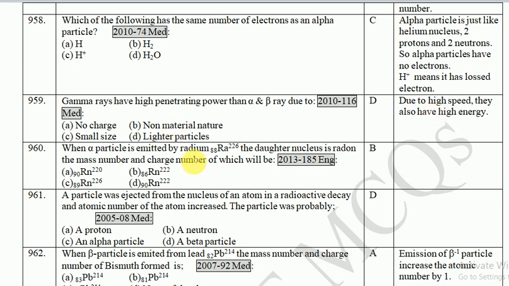The next is, when an alpha particle is emitted by radium-226-88, the daughter nucleus is radon, whose mass number and charge number will be what?